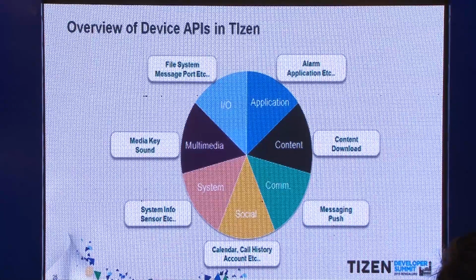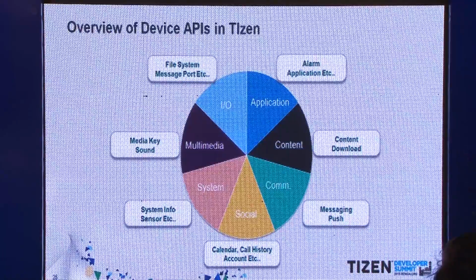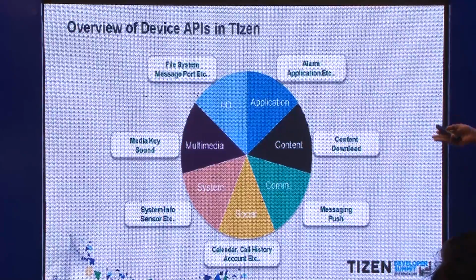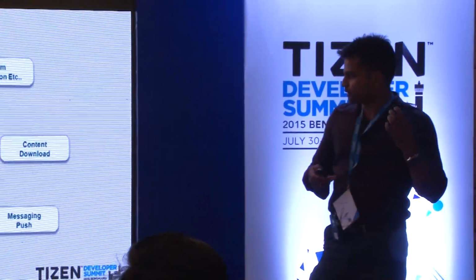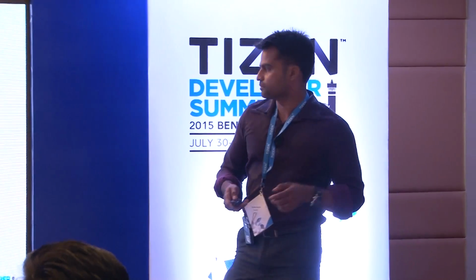As you can see, communication comes with messaging and push, and using system APIs we can get system related information, sensor related information.